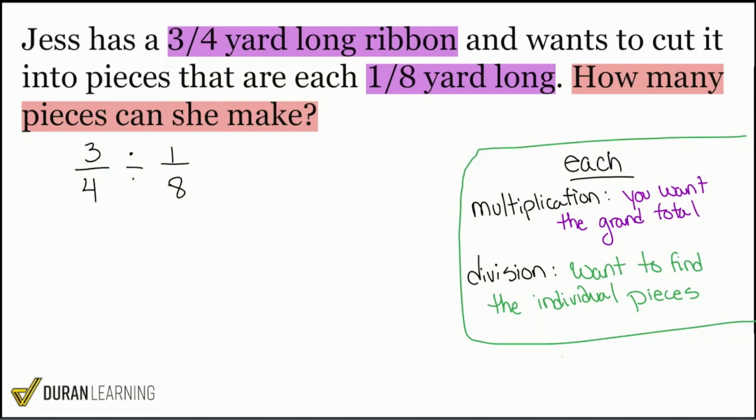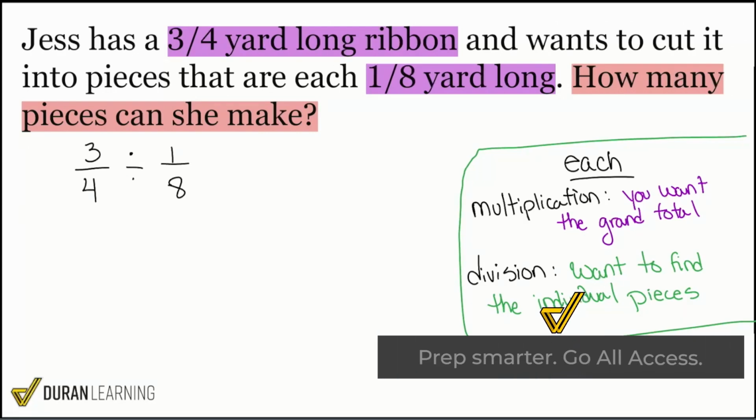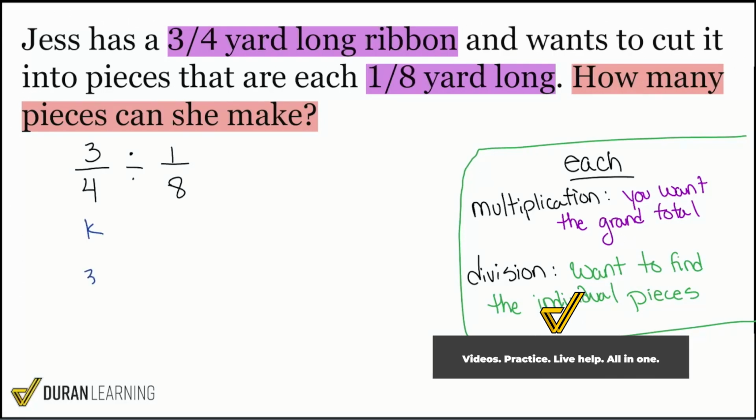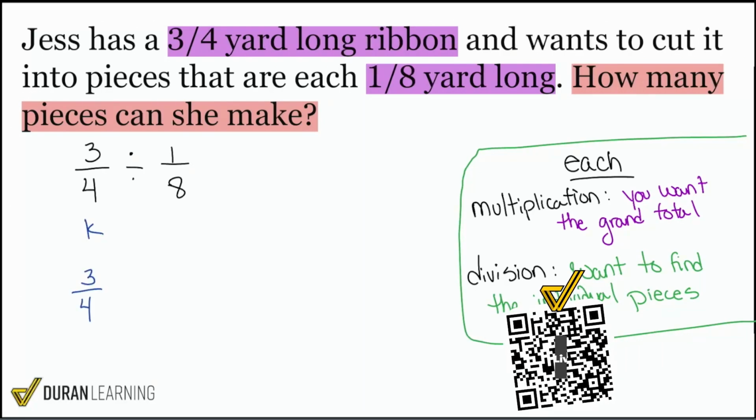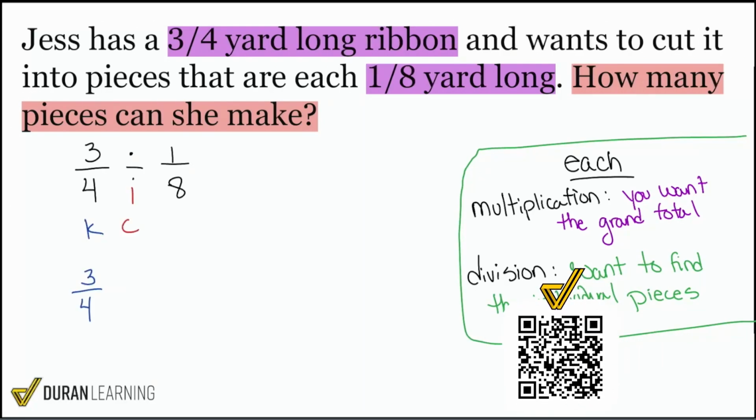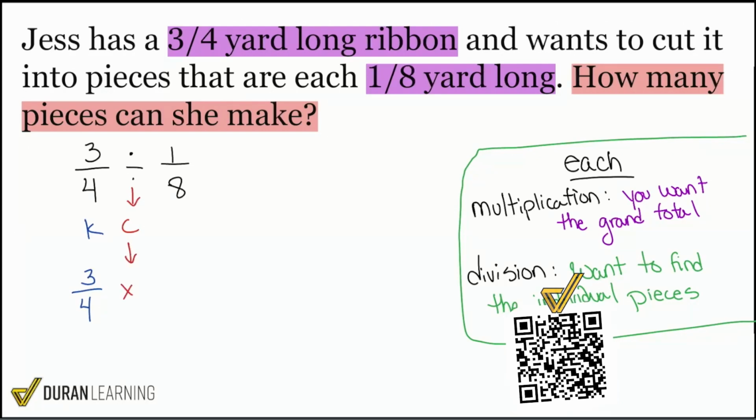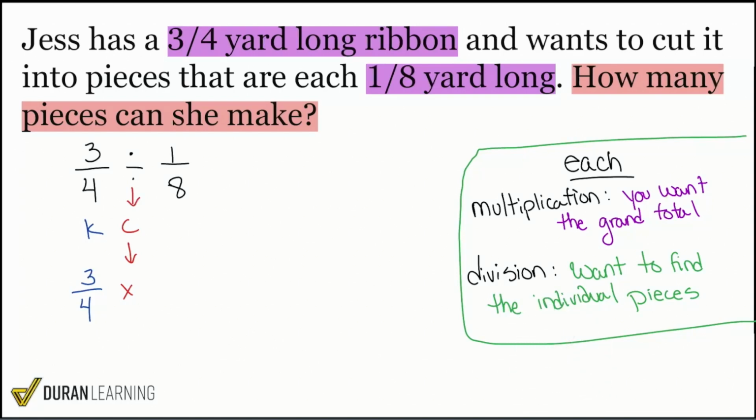And now that we're here, everybody, what are the 3 letters we got to think about? Jaslyn, appreciate you. Yep, keep, change, flip. Keep, change, flip. We are going to keep the first fraction the same. We will change the operation from division to multiplication. And we will flip the second fraction here. Let's use purple. We will flip the fraction from 1/8 to 8/1.